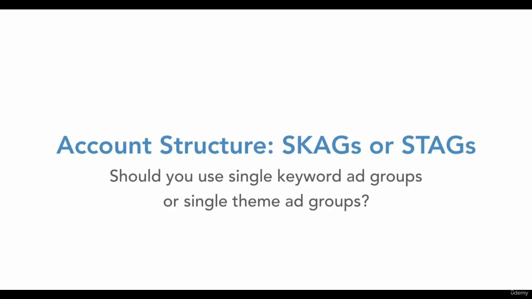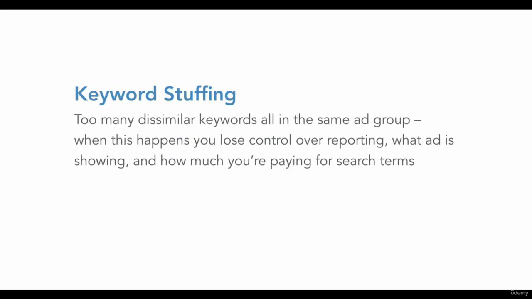What are SKAGs and STAGs, and when should you use them? That's what we're going to cover in this lesson. So first let's talk about keyword stuffing. Keyword stuffing happens when there are too many dissimilar keywords all in the same ad group. This means you lose control over reporting what ad is showing and how much you're paying for search terms.